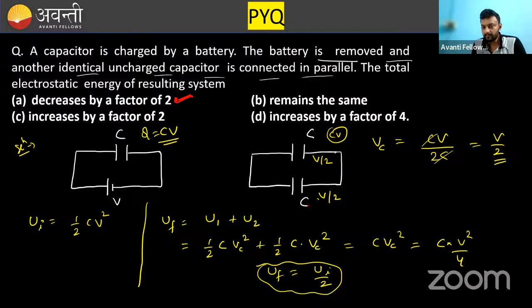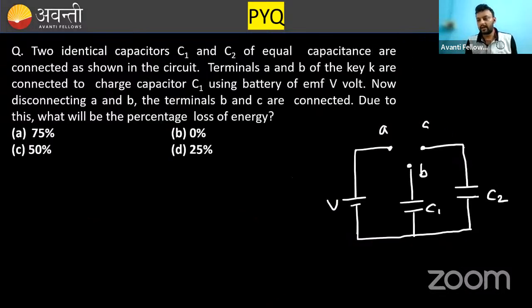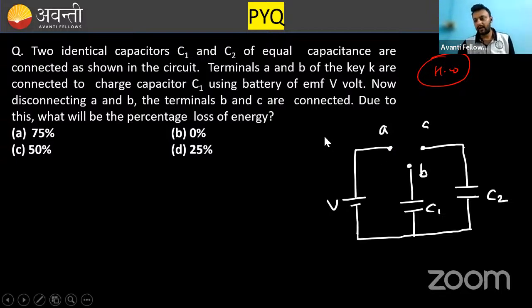So which formula should you remember? V common is total charge over total capacitance. Now try to solve this question in your homework. This is a similar question, exactly similar, but the language of the question is somewhat different. So you can solve this question. So I am ending the session here. Bye everyone.